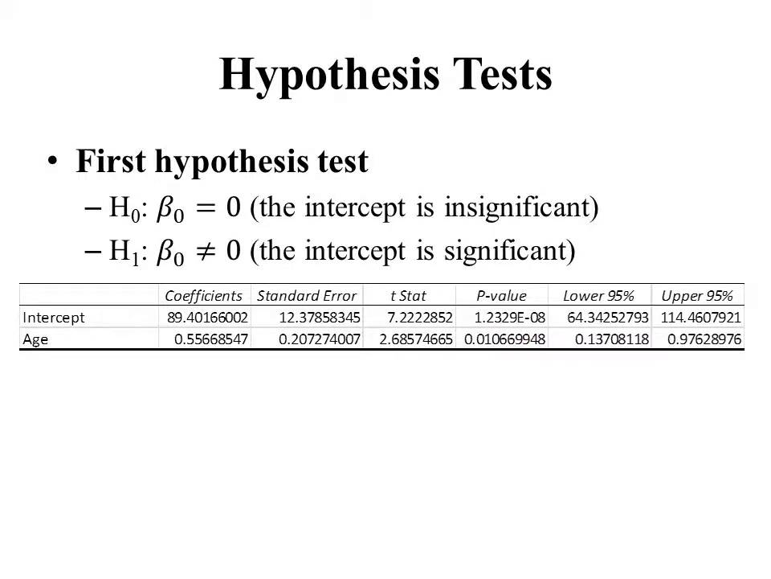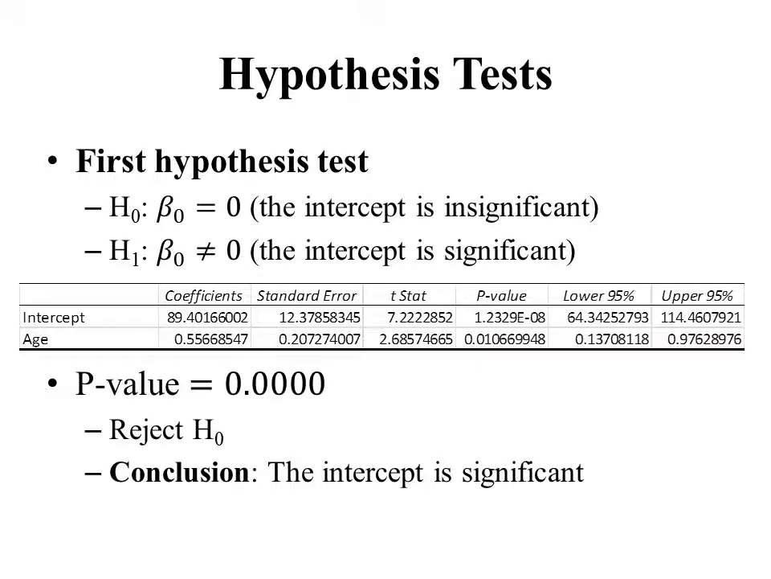Or in other words, it's a really small number. So we'll just take the p-value to be 0. We'd interpret that p-value just like any other p-value. We would reject the null hypothesis in favor of the alternative hypothesis, and so we would conclude that the intercept is significant. It appears to not be 0.